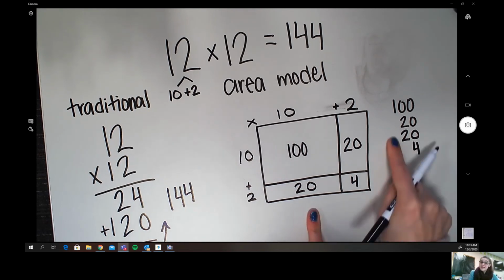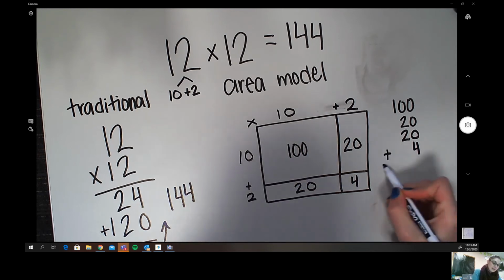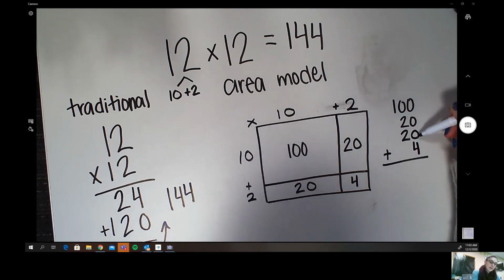So that is where we're at. So we end up with 100, 20, 20, and 4. So then I'm just going to add all of these together. So I have 0 plus 0 plus 0 plus 4 gives me 4. 0 plus 2 also gives me 4. And 1 gives me 4.